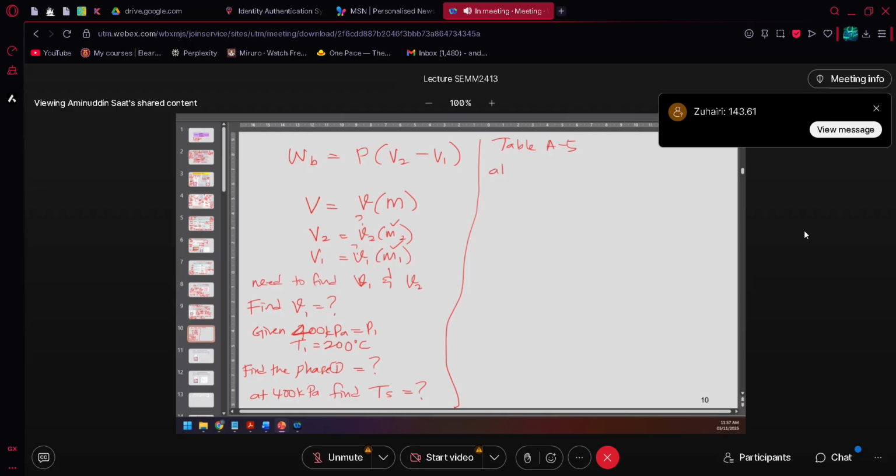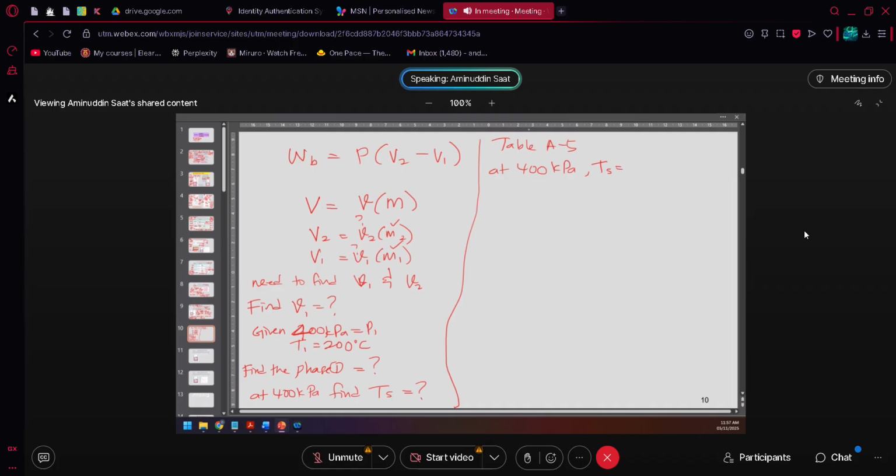So at 400 kilopascal, Ts equals 143.61 degrees Celsius, table A5. For those who are not fine, make sure you know how to get 143.61. I also compare to check the value. So at 400 kilopascal, you have 143.61 degrees Celsius. Okay, correct.